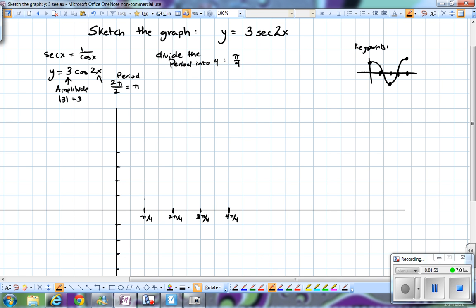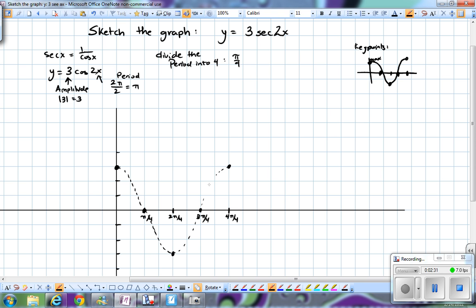Let's start applying our key points. If you notice, the first key point in the parent function is a maximum. Because of the amplitude, we're going to sketch it at 3, back down to 0. Next, the third key point is going to be the minimum, so go down to -3, back up to 0, finally back up to 3. Let's go ahead and sketch this.